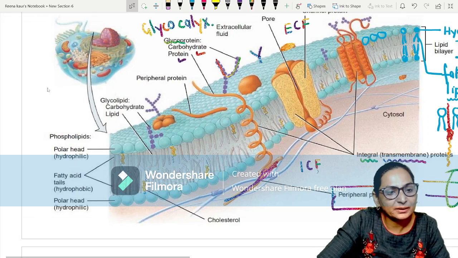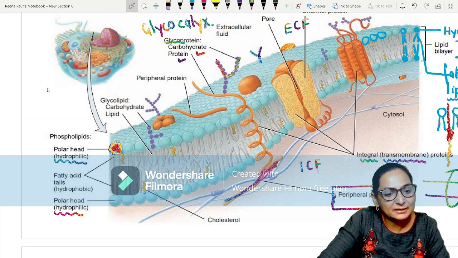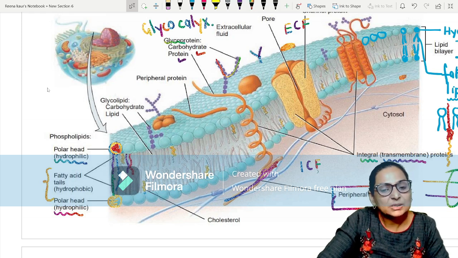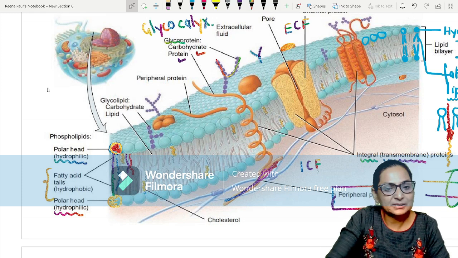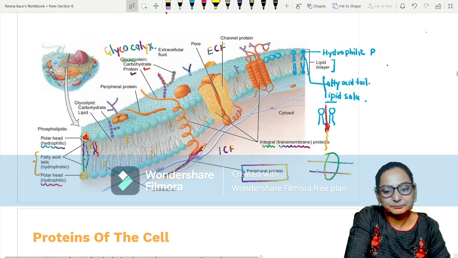So you can see over here, it's nicely shown how the phospholipids have a polar head which is hydrophilic. One head is facing towards the ECF and the other head is facing towards the ICF. And the fatty acid tail portions of both are just opposite to each other, they are facing each other. So this is the structure, a very complicated structure of the cell membrane. So we'll write down all these.